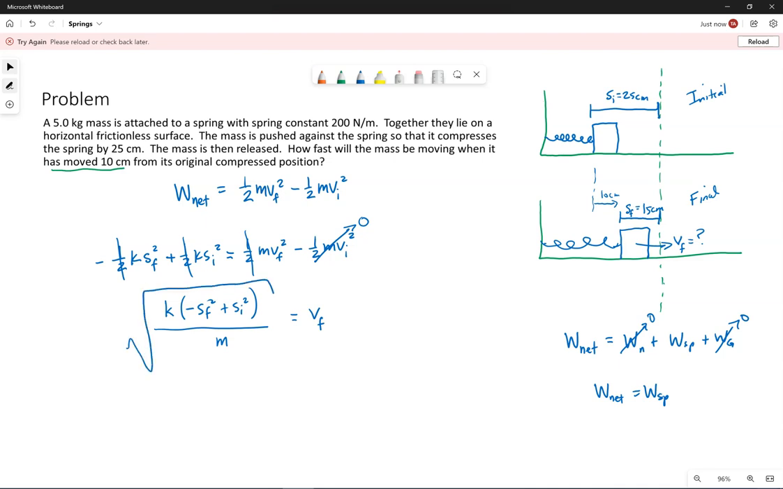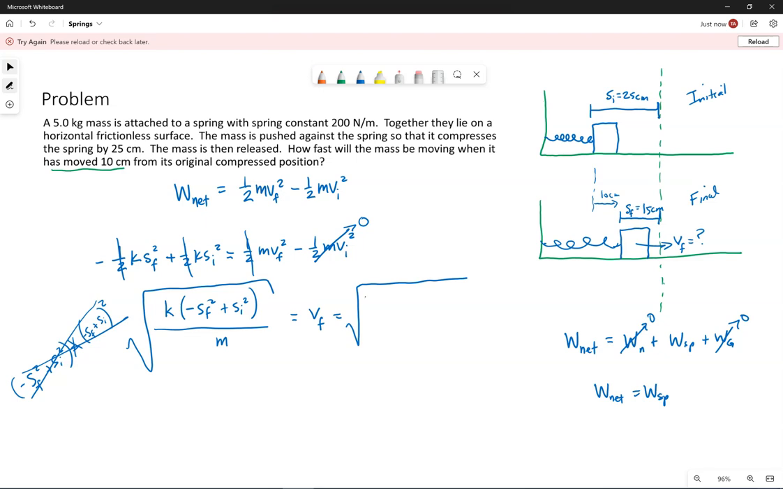So I will need to take the square root of both sides. Now, just a total side note, minus S final squared plus S initial squared is not the same thing as minus S final plus S initial, all squared. Okay, do not do that. I've seen that before. It's a common mistake, so that's why I want to mention it.